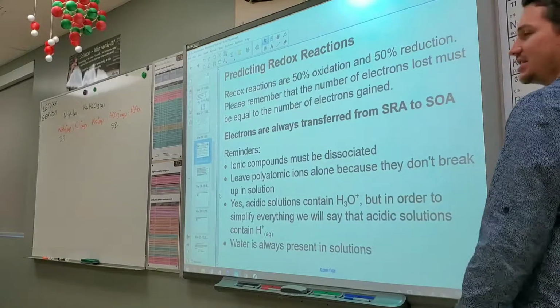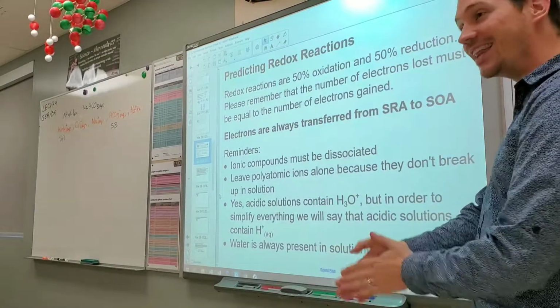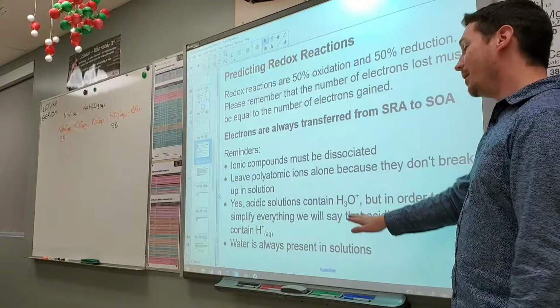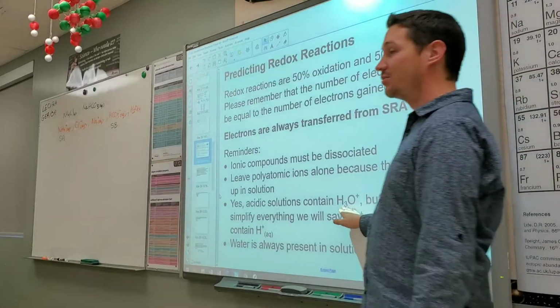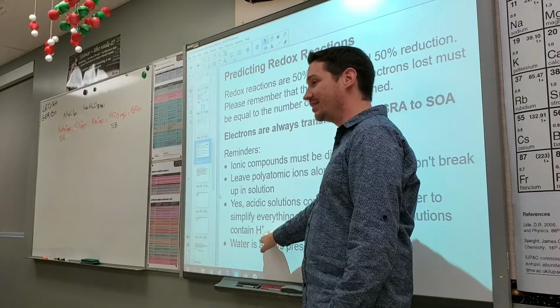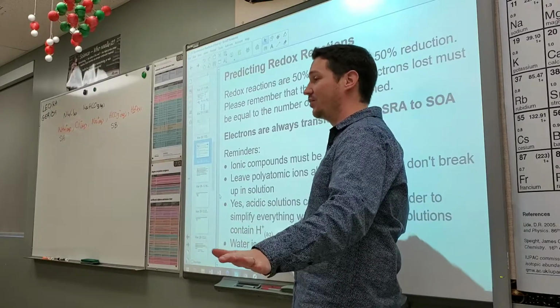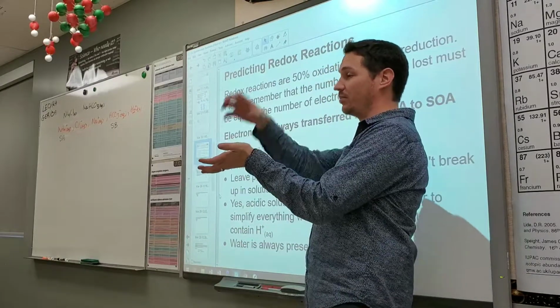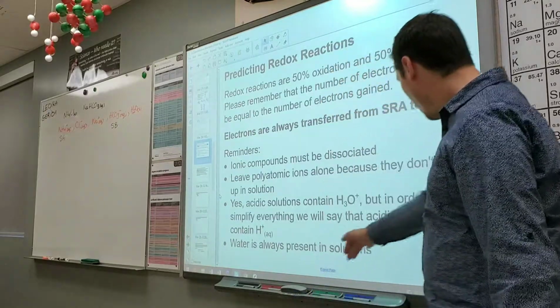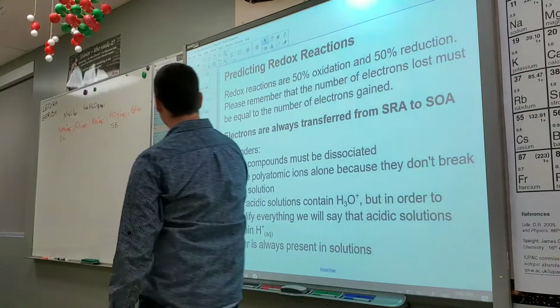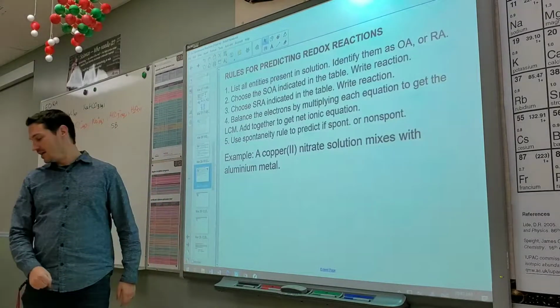Yes, acidic solutions contain hydronium. I understand that, and I totally appreciate that. But to simplify things, we say acids just produce hydrogen ions. Is that okay? I understand this hydronium, but hydronium is just a water with a proton attached to it, and water is always present in solutions. Perfect. Here we go.